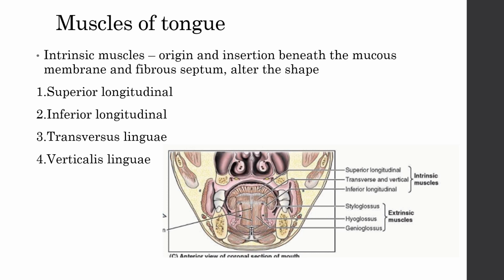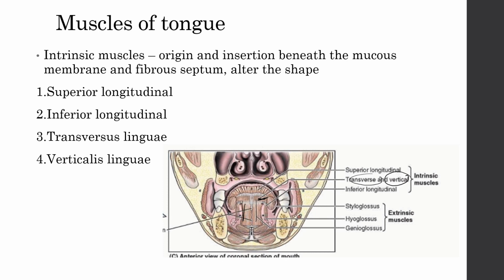Then there is transversus linguae muscle which begins from the median fibrous septum and goes laterally on either side of the tongue. So this muscle here is the transversus linguae. And verticalis linguae, which is also extending vertically from the tongue, and it is going from the mucous membrane and is inserted below on the mucous membrane.